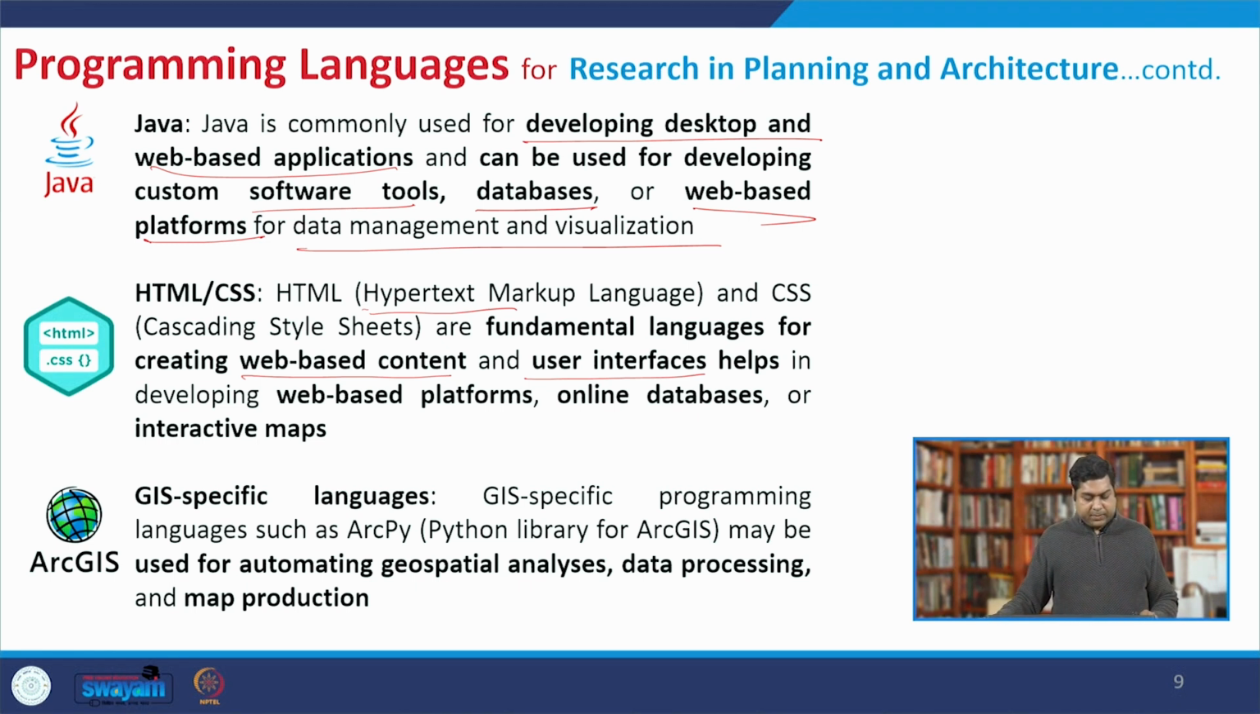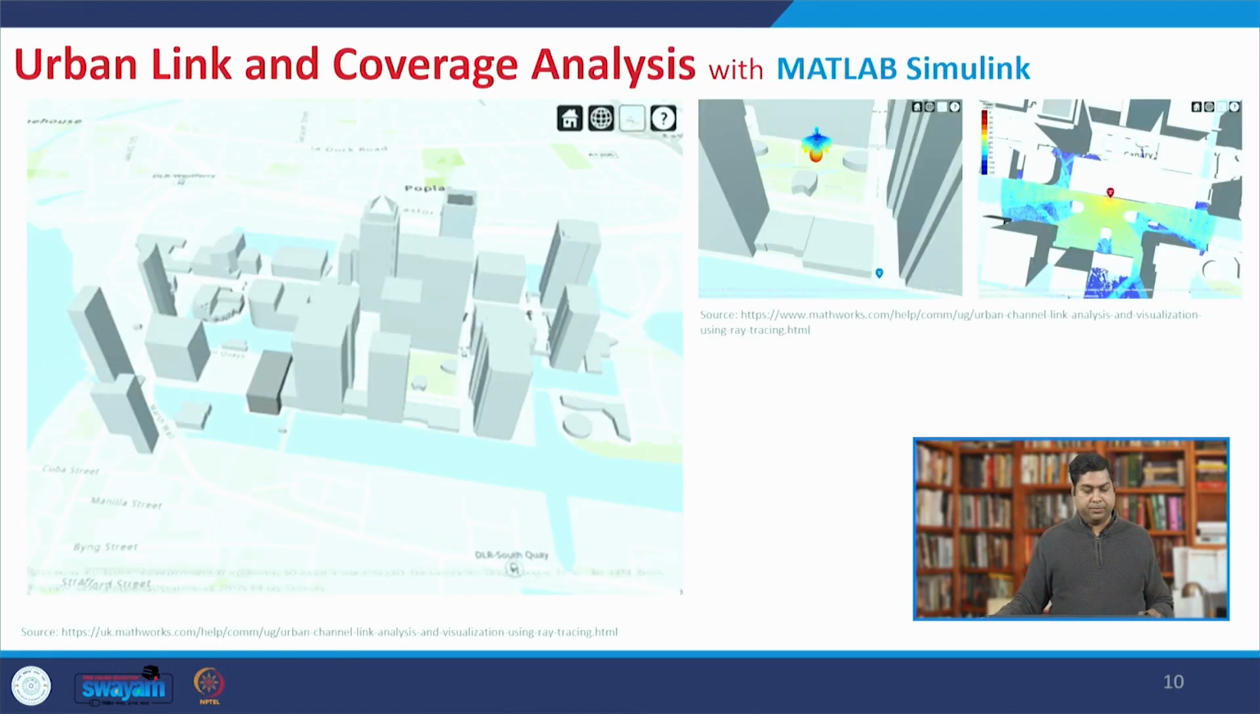Next we have GIS specific languages, where GIS we are definitely using, especially in planning for spatial analysis. GIS specific programming languages such as ArcPy, basically an integration of a Python library for ArcGIS, may be used for automating geospatial analysis, data processing, and map production. So, you can create those kinds of things very easily.